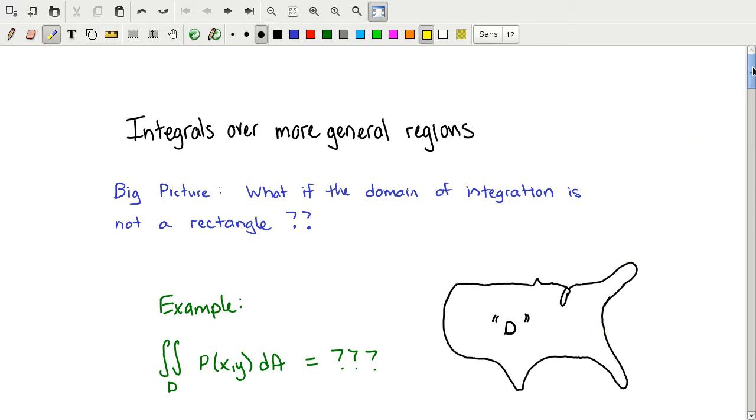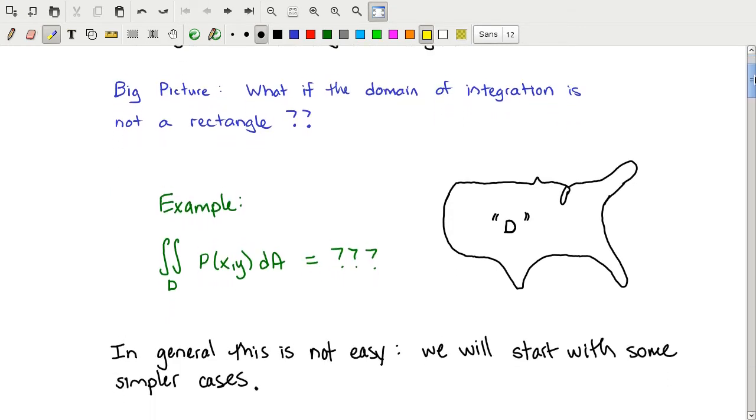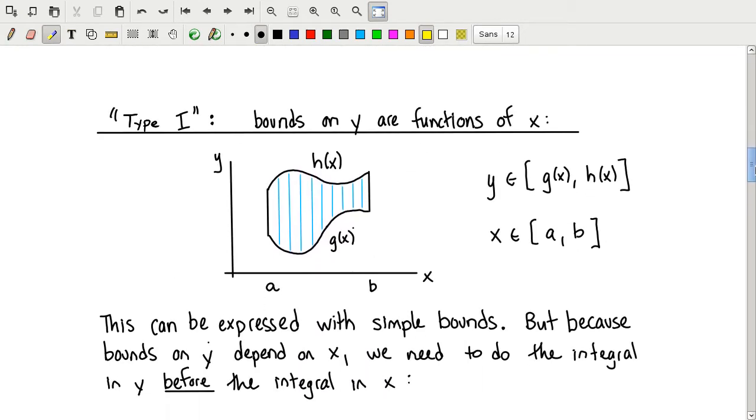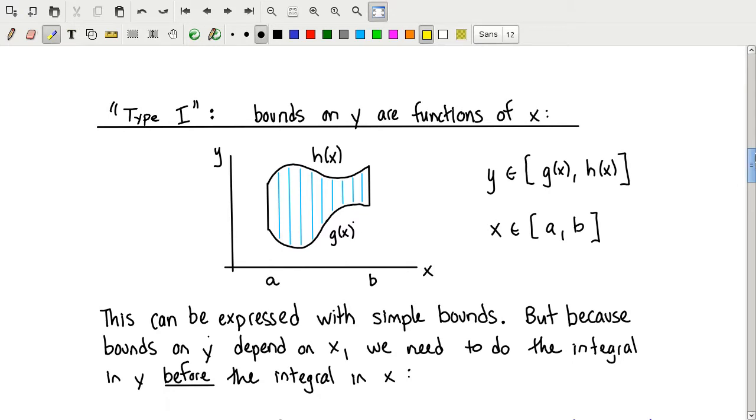So we can't just do a simple integral a to b, c to d. In general, this problem is not easy. Domains with very complicated shapes like this can be mapped to simpler domains, and that can be shown in a much later class. But here we will investigate some somewhat more difficult domains as a way of building toward more complicated domains. So we'll start with some purely conceptual statements before doing some examples.